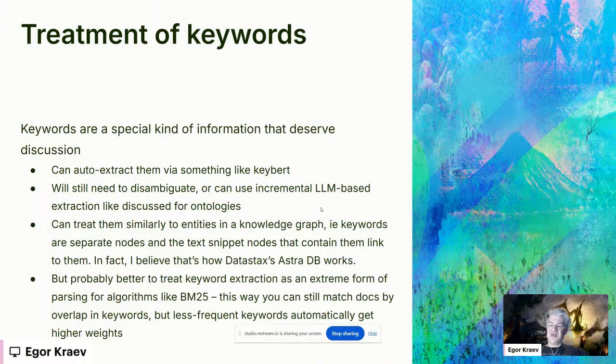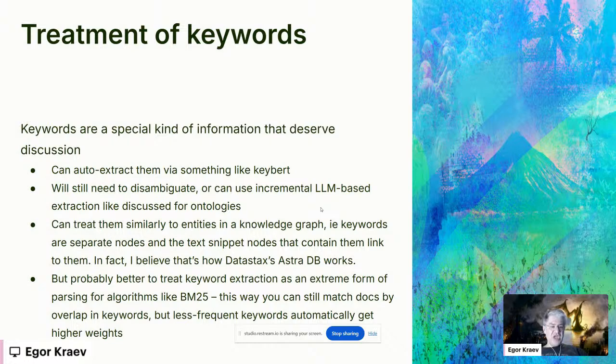One thing that I would really like to mention here briefly is keywords, because keywords are kind of a special thing, which is important, but they don't really map neatly to anything I discussed before. You can auto-extract them with something like KeyBERT, and then still try disambiguating them, for example, or you do incremental extraction like we did for ontologies above. But what are they? One way to do it, which is my understanding of how AstraDB does it, is you treat them similar to entities in a knowledge graph, so that they're just separate nodes, essentially, that are linked to documents that contain them. You can do it.